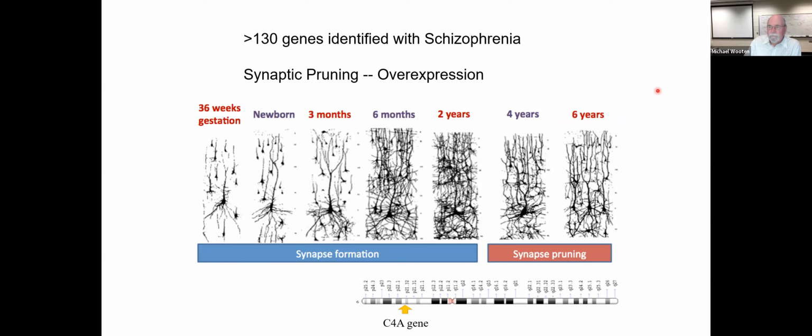There are lots of genes, as you can expect, that have to do with pruning. But one of them that I wanted to look at is a gene found on chromosome number 6. It's up here in the short arm, at the top. This is the C4A gene and C4B gene. There are two variants of this gene, but they just indicate where they are up in chromosome 6. So what do these genes do?